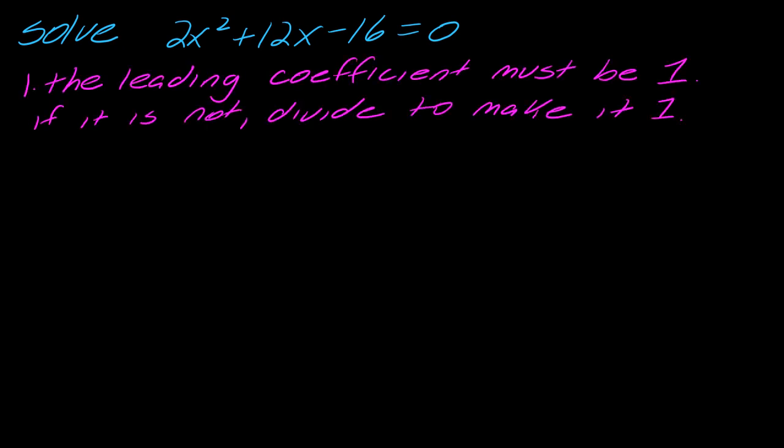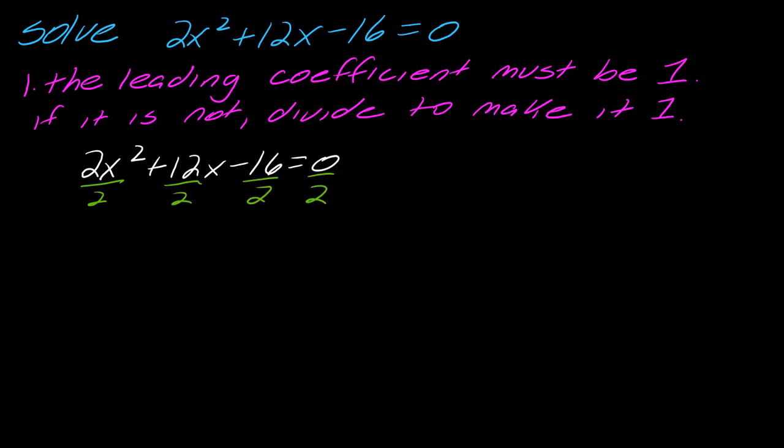In this problem, the leading coefficient, that's the number attached to the x squared. So here we have this issue, right? 2x squared, this is not the leading coefficient that we need. So I'm going to rewrite the problem. And now I'm going to divide everything by 2 so that I can actually do what I need to do. So this will become now x squared plus 6x minus 8 equals 0. Okay, so that's step 1.